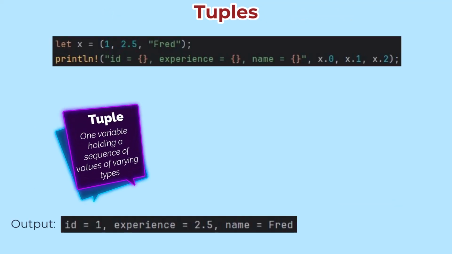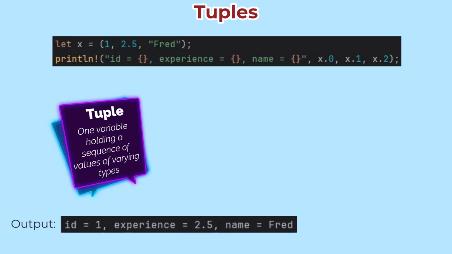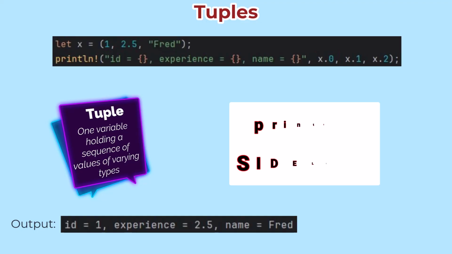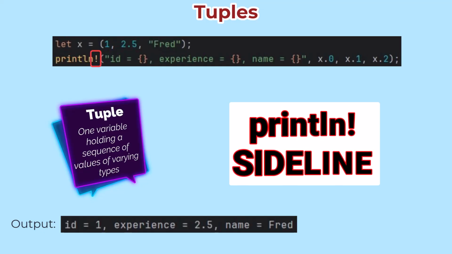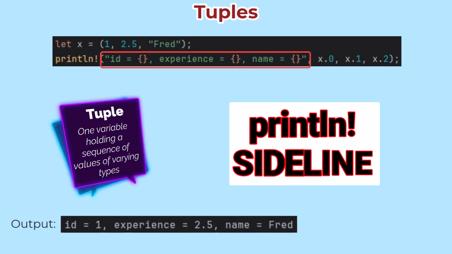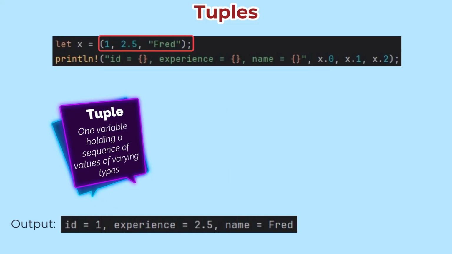One variable can hold an ordered list of values called a tuple. It's like an array in that you access the variables by their positions. Quick sideline, that exclamation point means println is a macro. We'll talk about that more in a later video. For now, just believe it, and the first parameter is a format string. The values after that get evaluated and printed inside the curly brackets. As you can see, the values in a tuple do not have to be the same type. For this one, the compiler will infer i32, f64, and &str, which is a string slice. More on that later too.